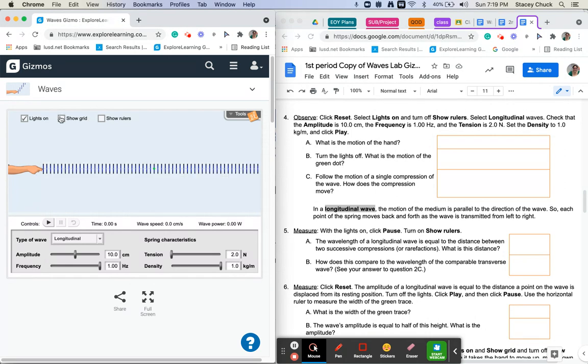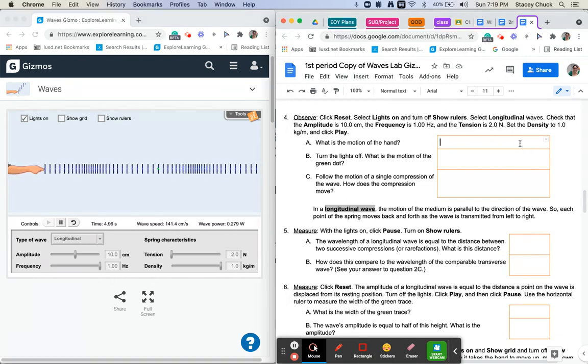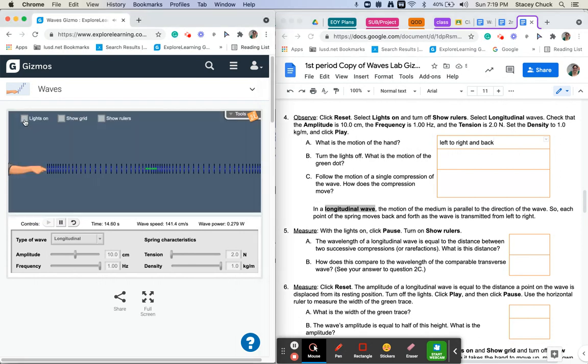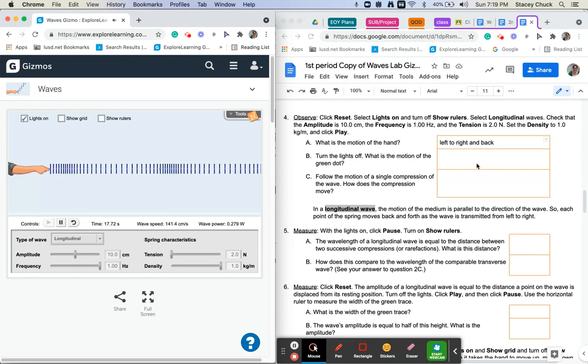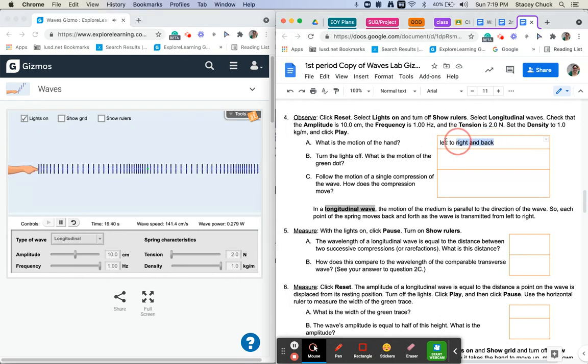I'll turn off the grid too for now. Hit play. What is the motion of the hand? Left to right and back. And back and forth. Turn off the lights. What is the motion of the green dot? Same. Also left to right and back. So it's back and forth, those two places.